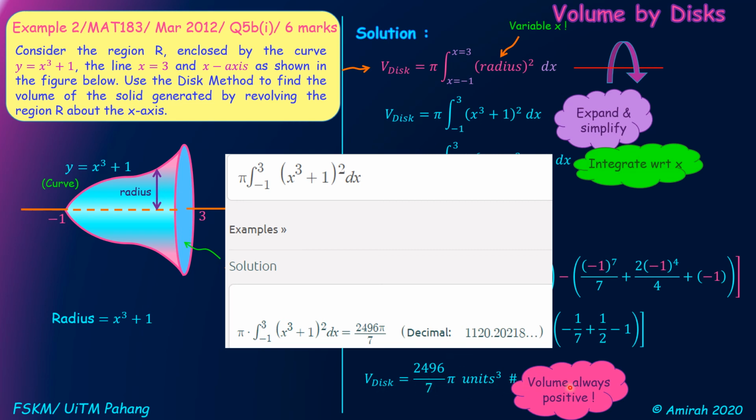Note that volume is always a positive value. If we get a negative value, maybe we set up the wrong formula for volume by disk, or maybe we made a mistake when we substituted, or when we integrated. So we must be careful. Volume and area are always positive. We just leave our answer in fraction and pi, so it's more accurate.